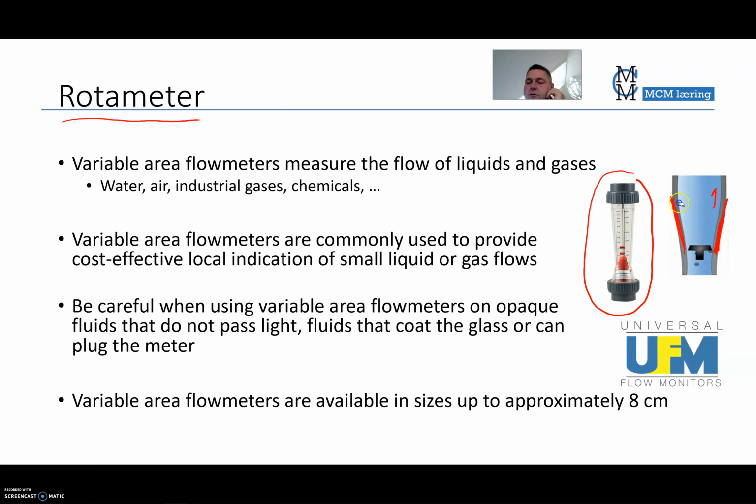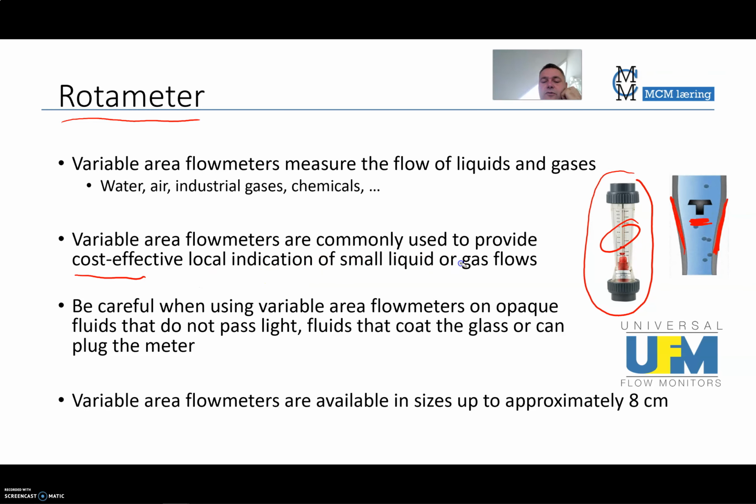So the little object here will stop at the position associated with that specific flow. It's commonly used to provide a cost-effective local indication of small liquid and gas flows. Local indication means that you go up to the instrument and read it directly through the transparent glass here.